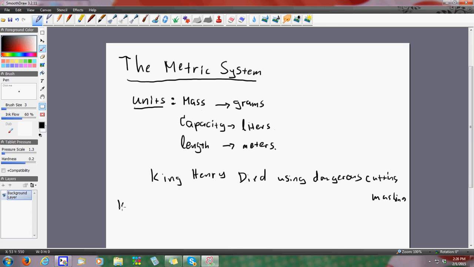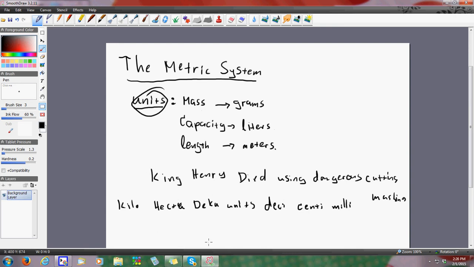So king stands for kilo, and these are all prefixes. H stands for hecta. D stands for deca. The units using stands for these, so I'm just going to put down units. And then dangerous is deci, and then centi, and then milli.